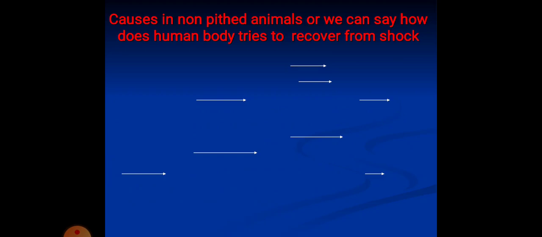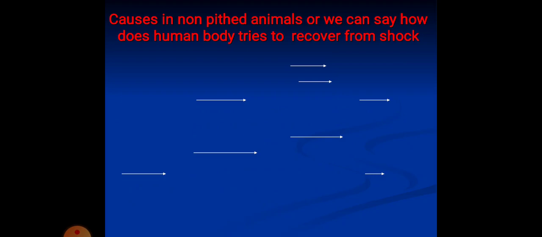Now, what are the causes of vagal escape in non-pit animals, or how can we say that the human body tries to recover from shock? You already know the definition of shock. Shock is reduced blood supply to the body by any reason. The blood supply is so low that it is not able to perfuse any of the tissues, and ultimately it is going to cause hypoxia.